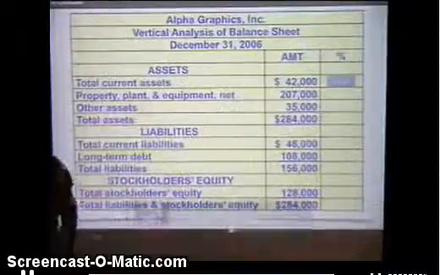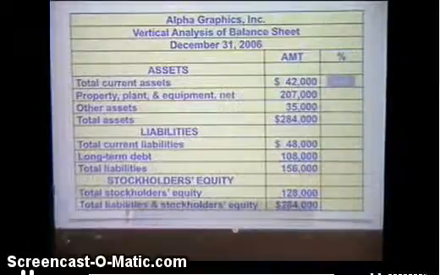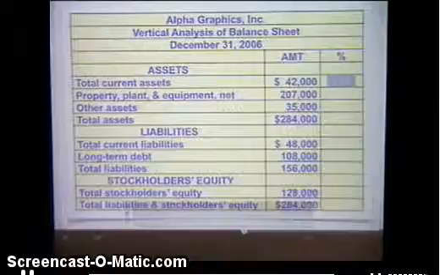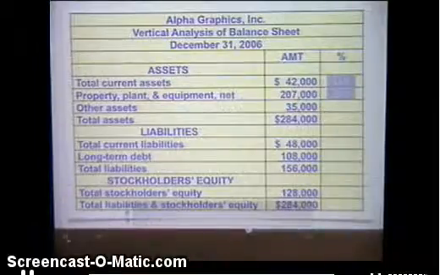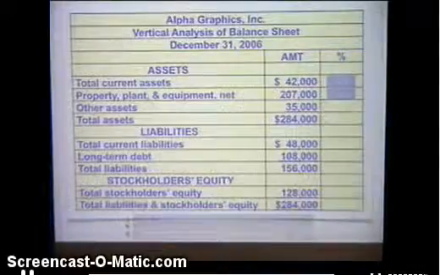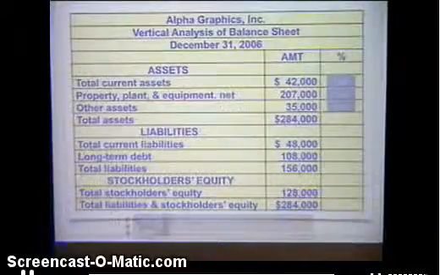Good, y'all are doing good. You're remembering. So property, plant, and equipment net is $207,000. To find out what percent that is of total assets, we would divide 207,000 by 284,000, and you will get that property, plant, and equipment net is 72.9% of total assets. Big numbers, that means something. And then other assets would be 35,000 divided by 284,000, for 12.3%.